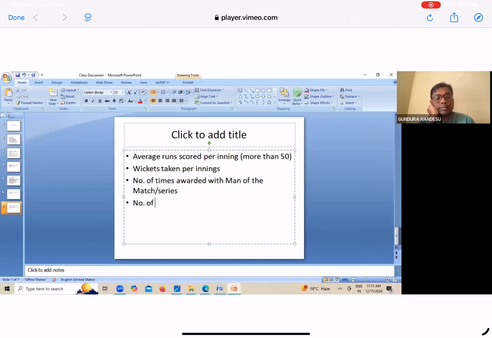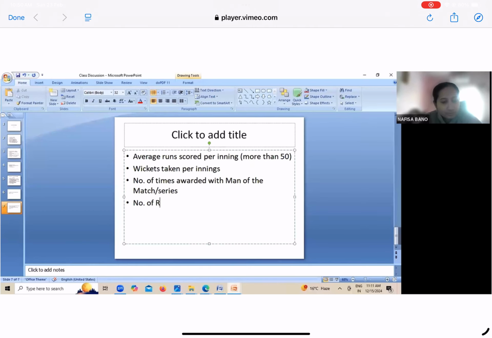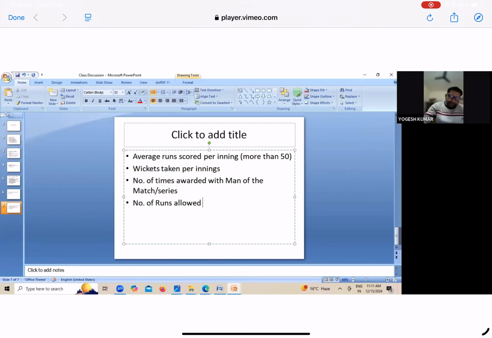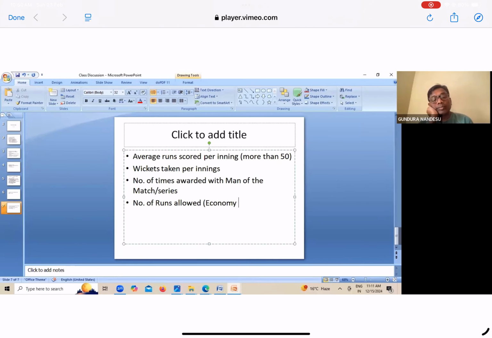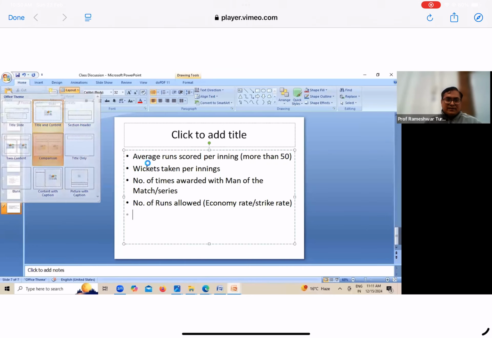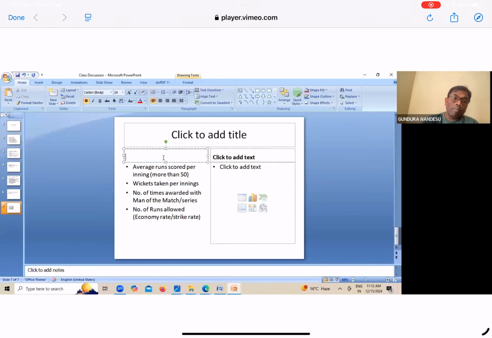In case of a bowler, it might be the number of runs allowed per over. What do you call that in cricket? Economy rate. Strike rate. Is strike rate for bowler or batsman? For both. Okay. This is for a cricketer.